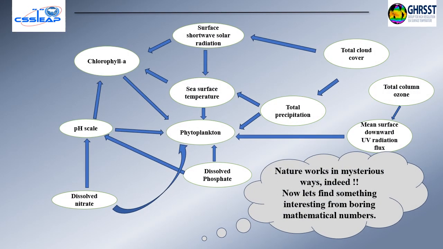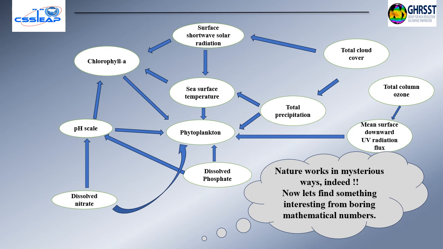So here is something that is the summation of whatever I have said verbally. That is, our key interest is phytoplankton and chlorophyll A. So we can see phytoplankton is being associated with phosphate concentration, nitrate concentration, precipitation, sea surface temperature, the pH scale, and in turn, the total precipitation is governed by the cloud cover.